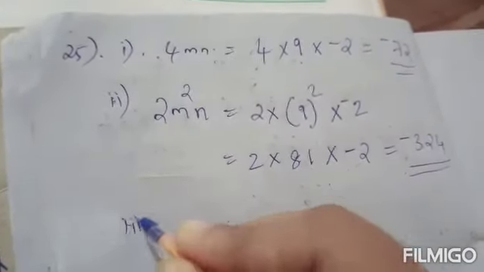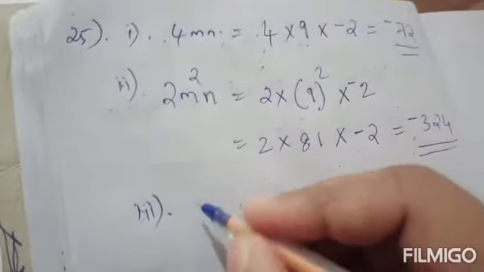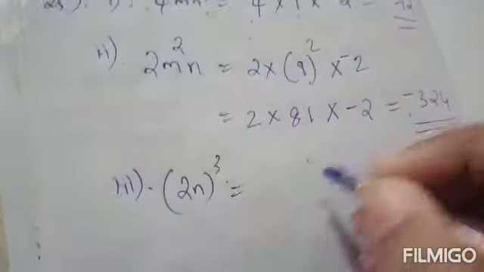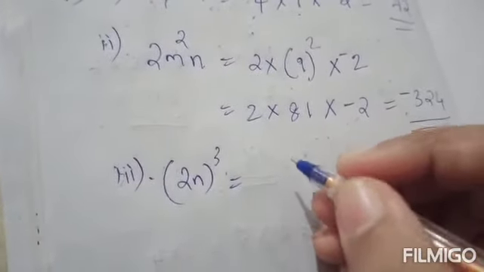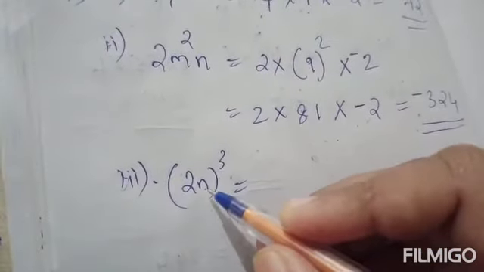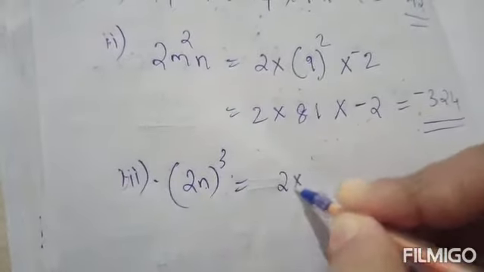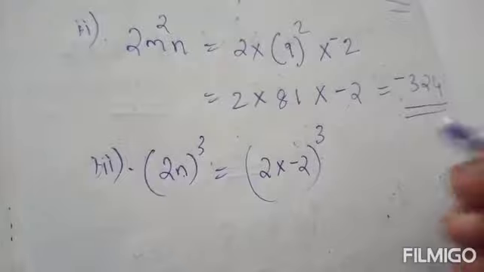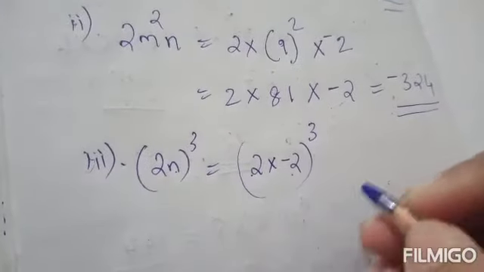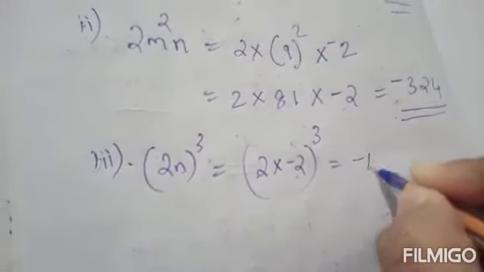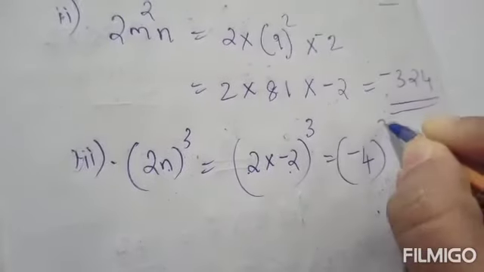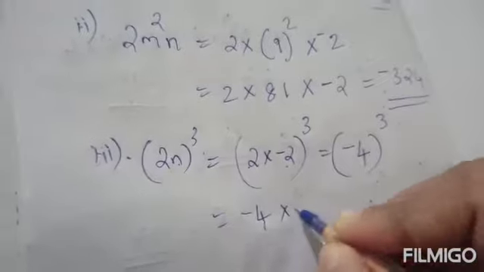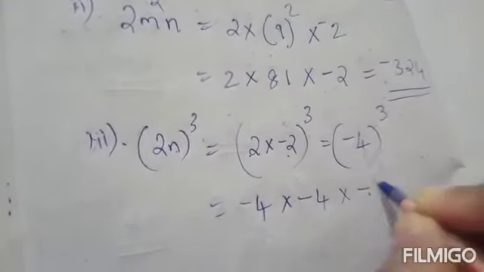Third question, 2n whole cube. Giving n the value, n can be minus 2. So 2 into minus 2 whole cube, that is 2 into minus 2, which is minus 4. So minus 4 whole cube. Minus 4 whole cube means minus 4 into minus 4 into minus 4.